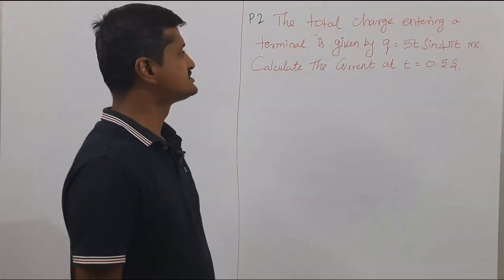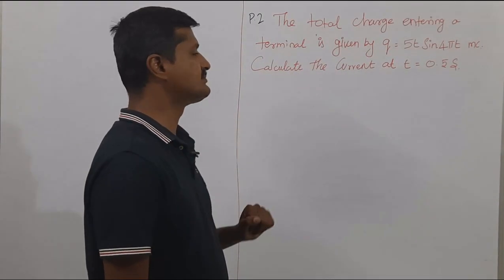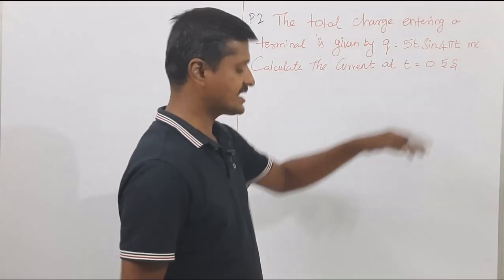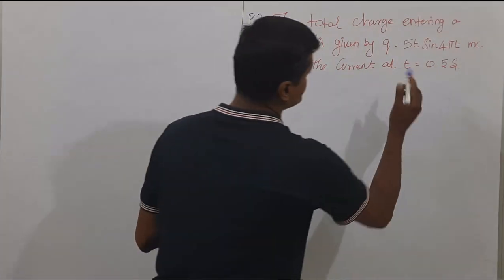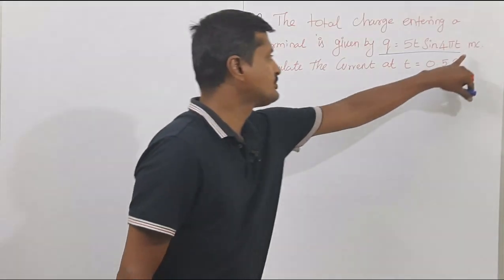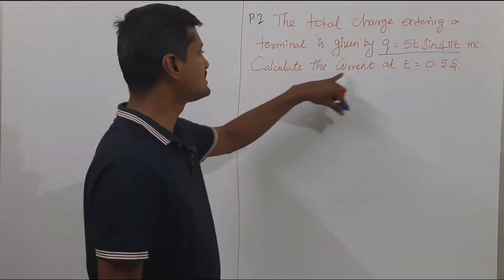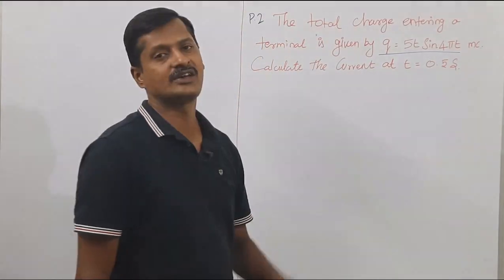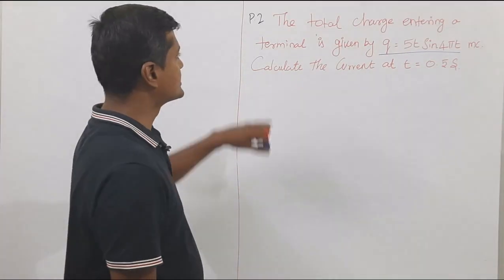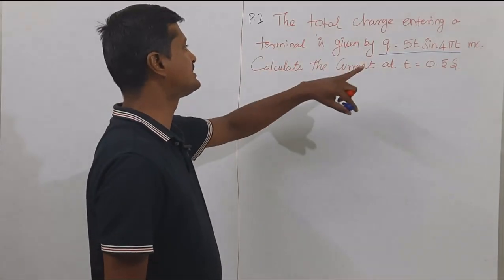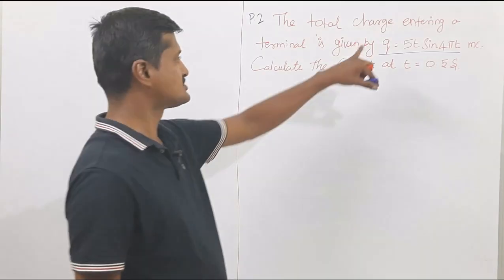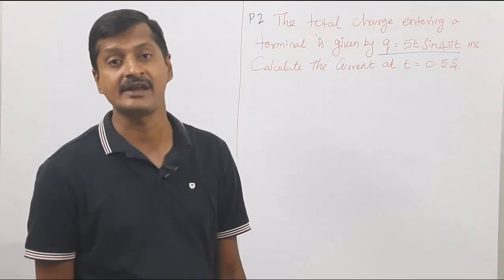The total charge entering a terminal is given by q equal to 5t sin 4 pi t millicoulombs. Calculate the current at t equal to 0.5 seconds. Okay, so what have they asked? The total charge entering the terminal is given; calculate the current i of t.